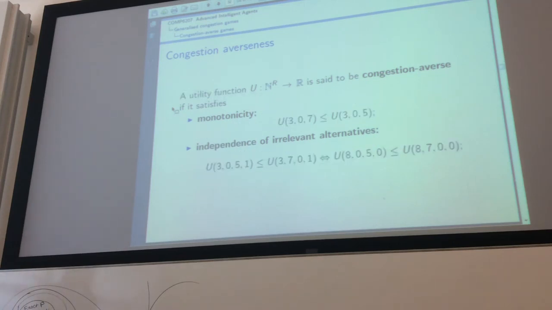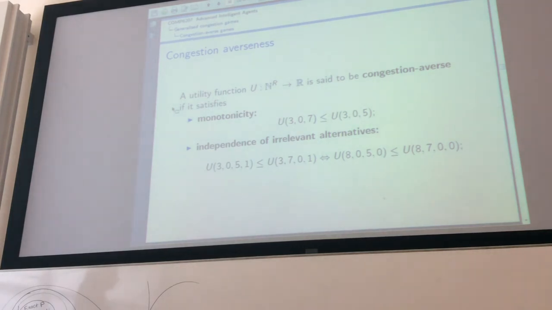Let's look at the example. So for monotonicity, we look at two congestion vectors, 307, 305. What's important, the two vectors have the same support, 1 and 3, and there is a 0 in the same place. And then we see that the first congestion vector is higher than the second one, so the utility from 307 is lower than the utility from 305.